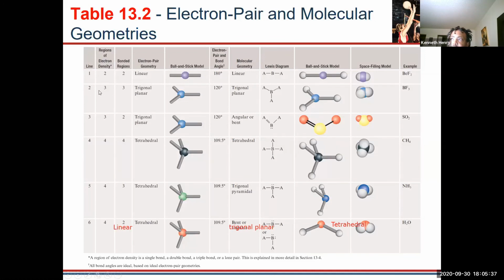This is showing you trigonal planar for your electron pair geometry. If I have three things attached to the center atom, and again there are no lone electron pairs, this is going to be trigonal planar. An example is BF3, boron fluoride.